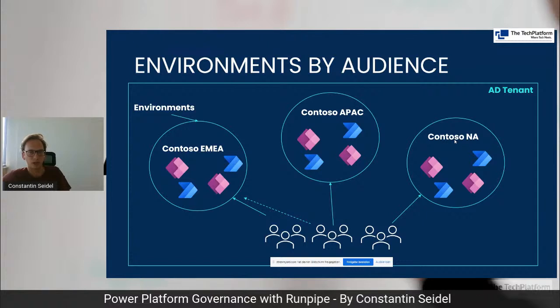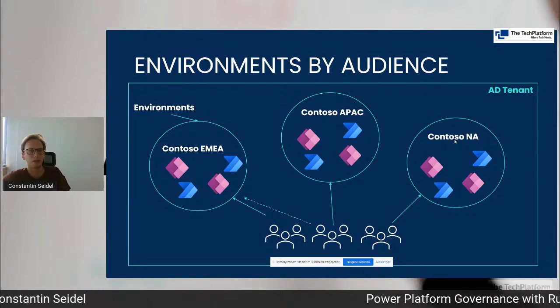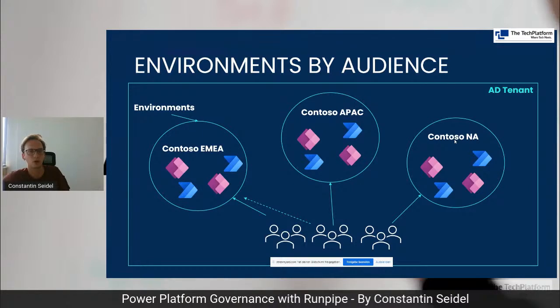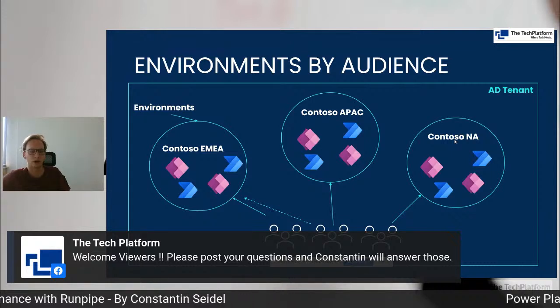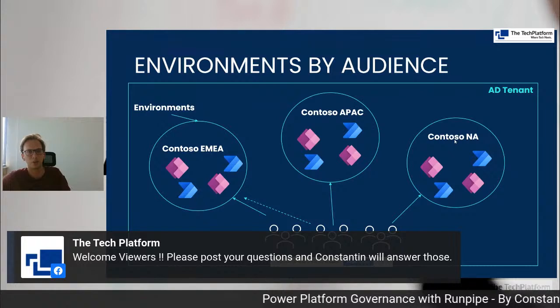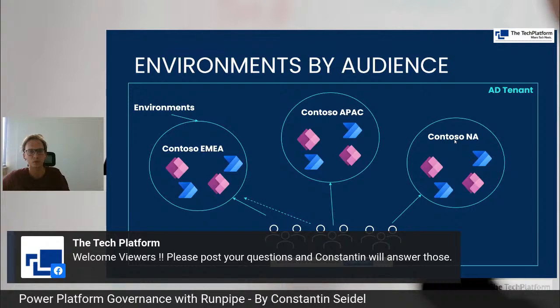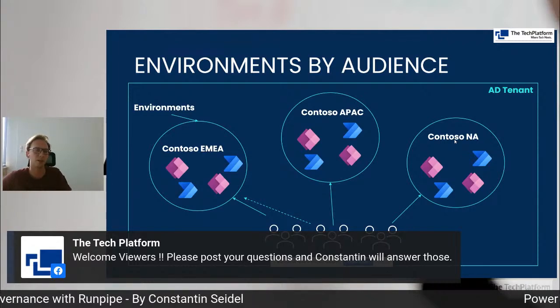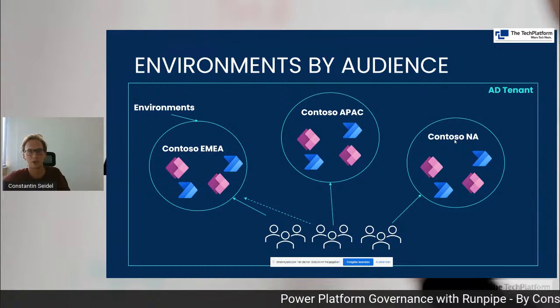What we most of the time do when we are working with bigger companies is split the environments by audience or by region, for example. So we have environments for EMEA, for APAC, and for North America, and we always check that when an application is going to be built, it's built in the environment where the user group is coming from. Of course, it might be that one person from APAC needs access to an application in EMEA, but at least you have a structured approach.